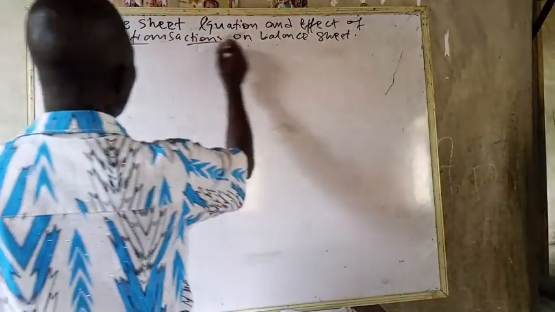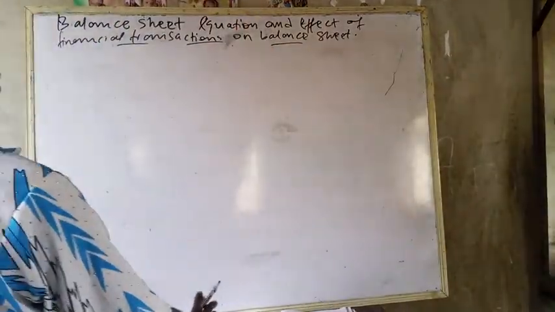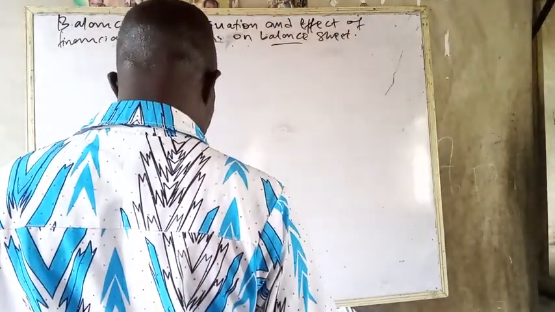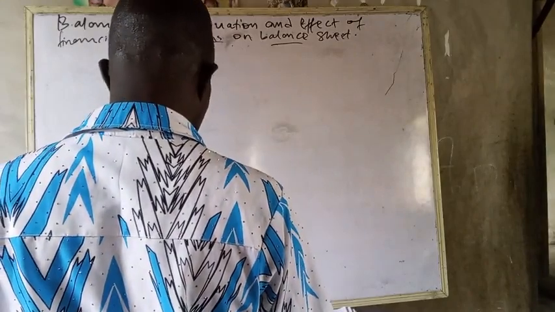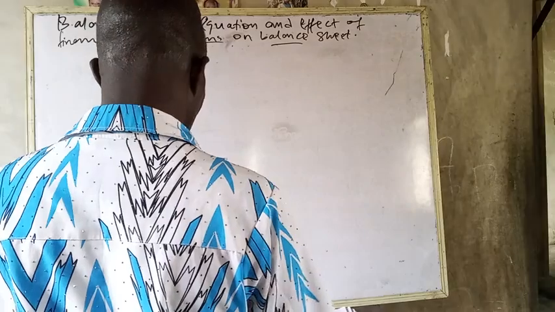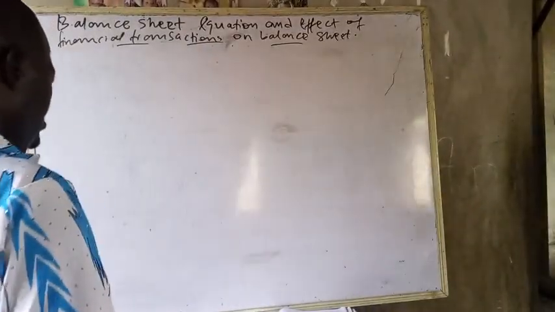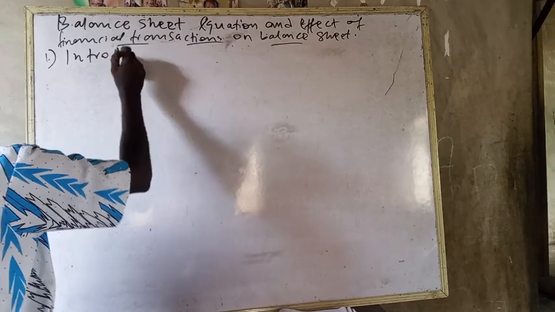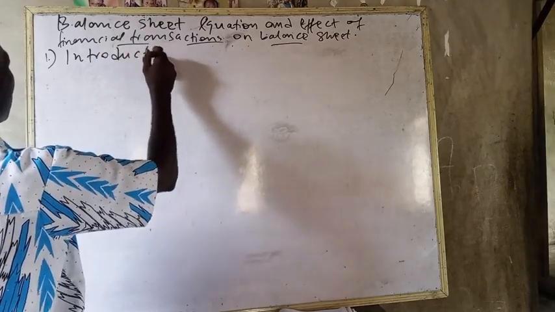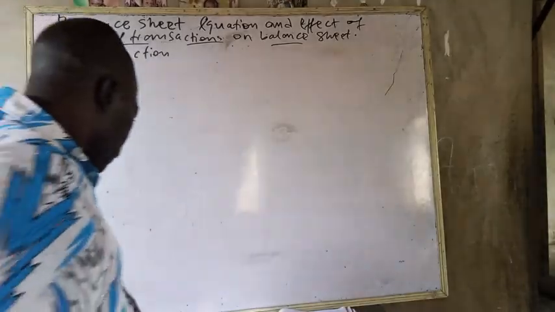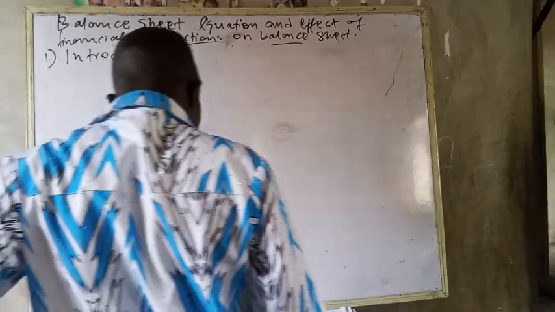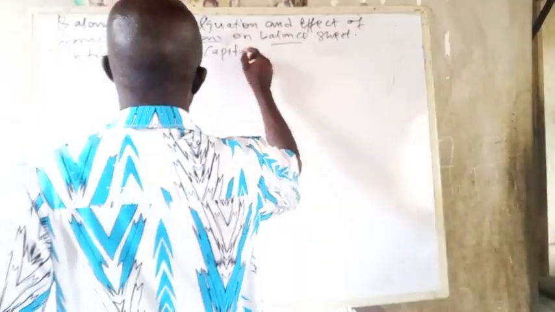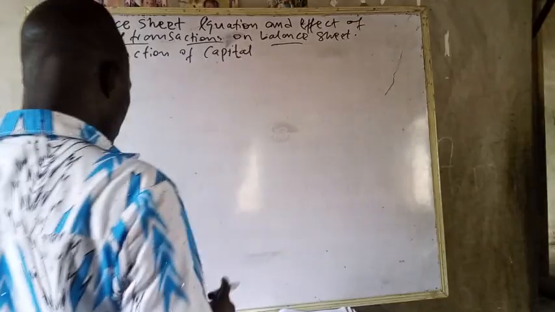As you go along with this video, you will see that at every point in time, there are about 7 examples. You will find it helpful if you watch to the end the examples that we are going to uncover today. And number one is introduction of capital.